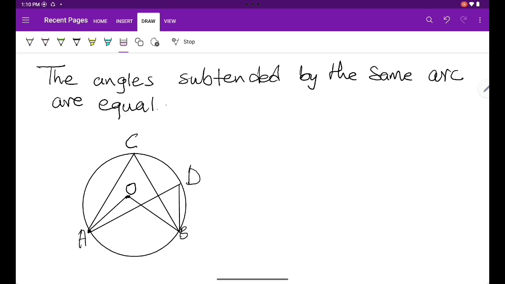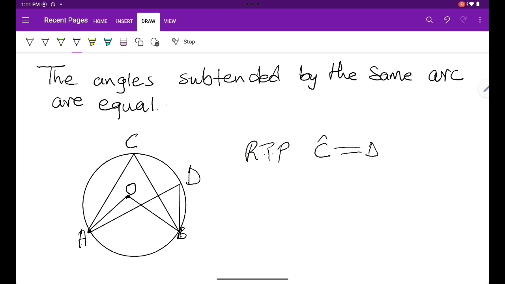We are looking at the theorem: the angles subtended by the same arc are equal. In this case, we have arc AB, which is subtending the angles ACB and ADB.